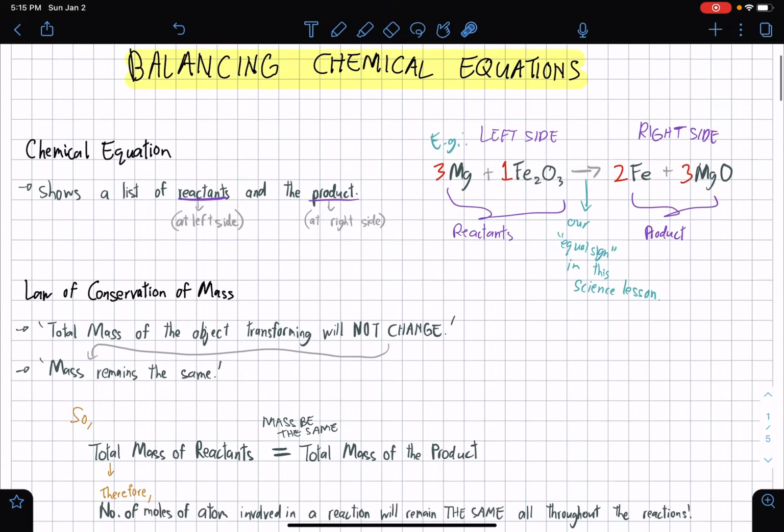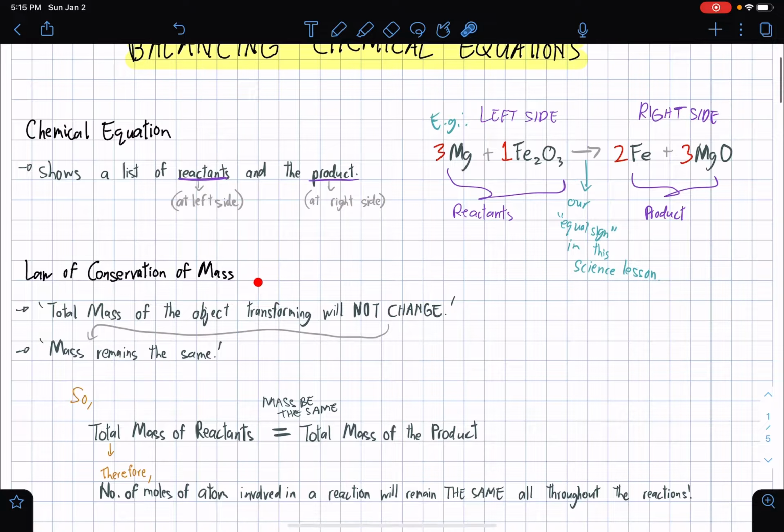And we have to bear in mind the law of conservation of mass. It basically defines that the total mass of the object transforming will not change. So the total mass of the reactants will still be equal to the mass of the product, as said here. The total mass of reactants will be equal to the total mass of the product. The mass will be the same.